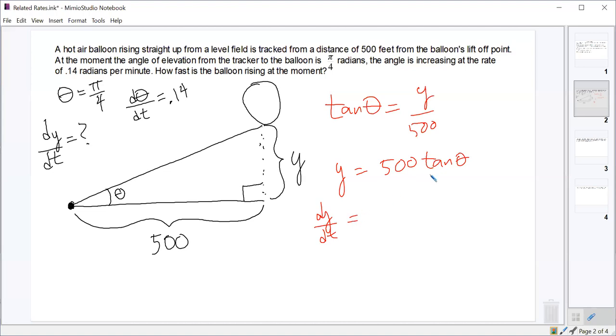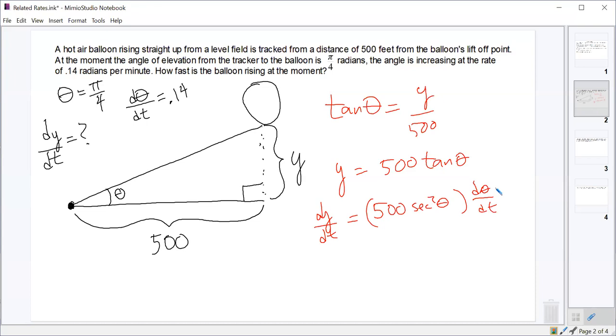What about the 500 tangent theta? That ought to be 500 secant squared theta, but I took the derivative of something with a theta with respect to time. So it should be 500 secant squared theta times the derivative of theta with respect to time. Does that make sense to everybody?